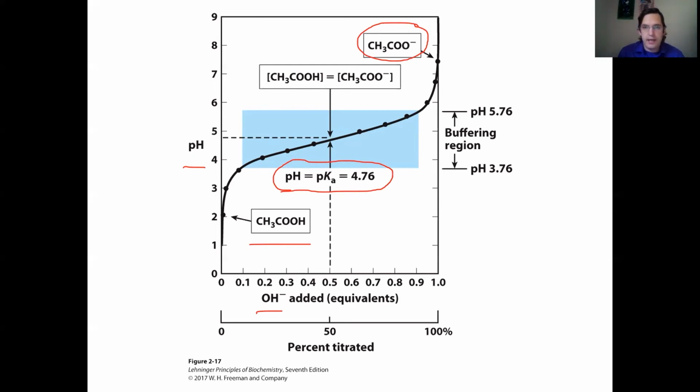Now, as we continue to add base, we're going to produce more and more of our conjugate base form. And so once we've added as much base as we have our weak acid, we'll have converted essentially all of our weak acid into that conjugate base form. So that, of course, will be up here at a very high pH.